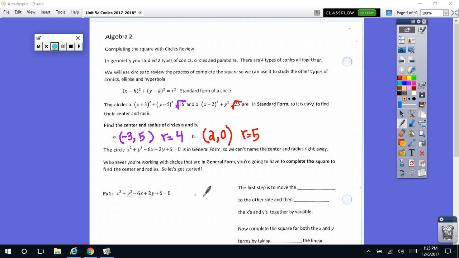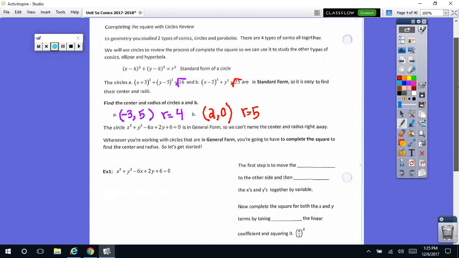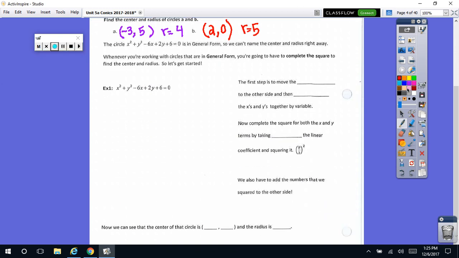Okay, now we're going to what we call completing the square. We've already done this. Okay, we did this before. The only difference is we only had x's. Now we have an x and a y. Okay, so watch. It's going to come back to you in just a second.